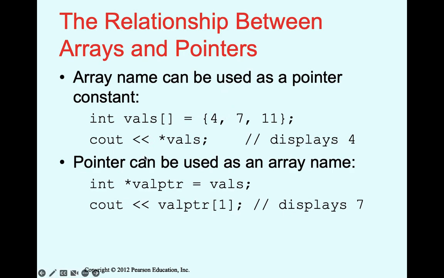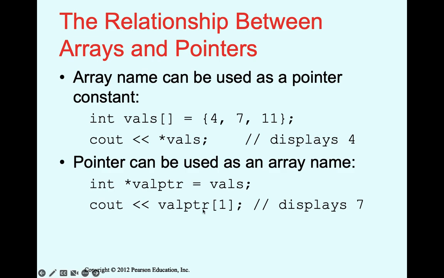Okay. So the pointer can be used as an array name. So for example, if you define a new pointer, this is val pointer, and you give it the same address as vals, you can use the pointer name as an array. Look, val pointer 1, this will print 7. So this will be similar to vals.